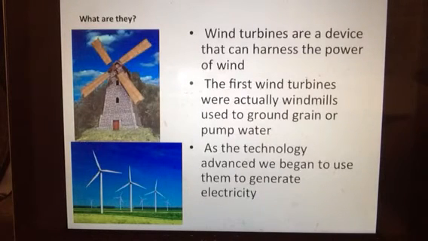So what are wind turbines? Wind turbines are mechanical devices that harness the power of wind to carry out certain tasks. The first wind turbines were actually windmills used to grind grain or pump water. But as time has worn on and technology has advanced, we use them to generate electricity.